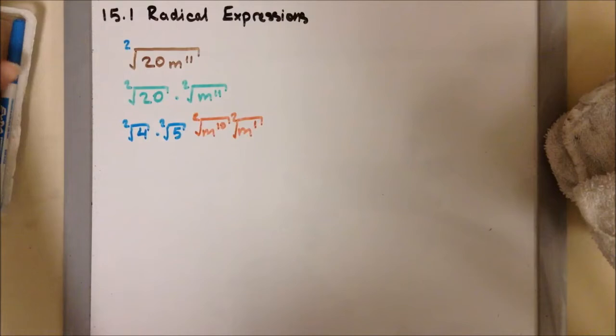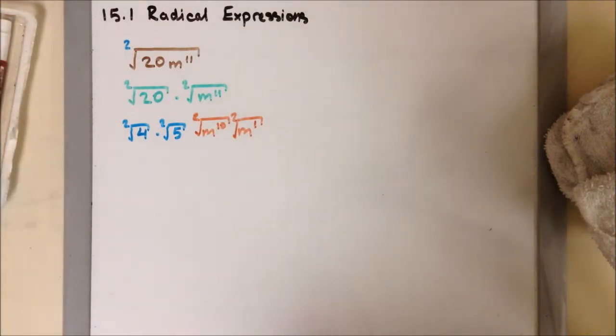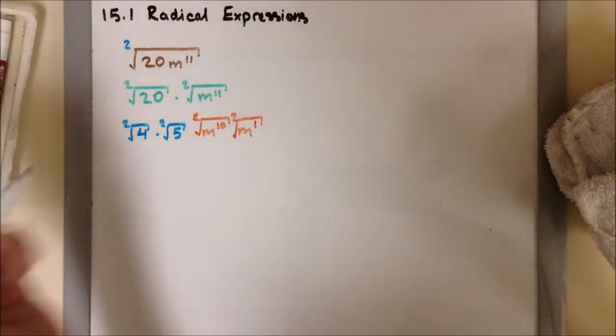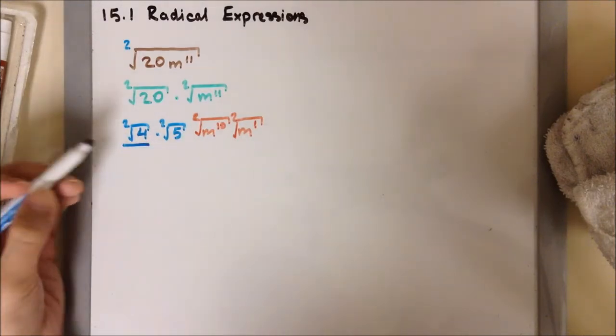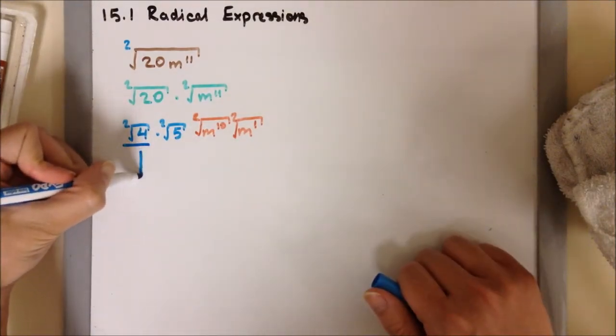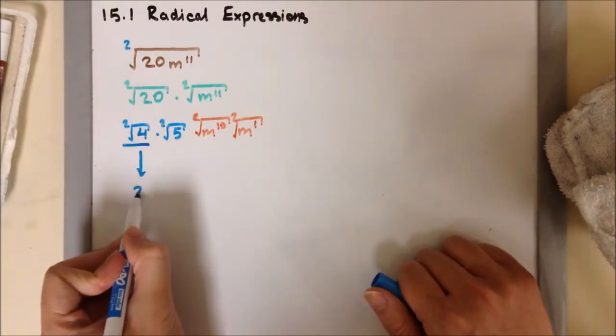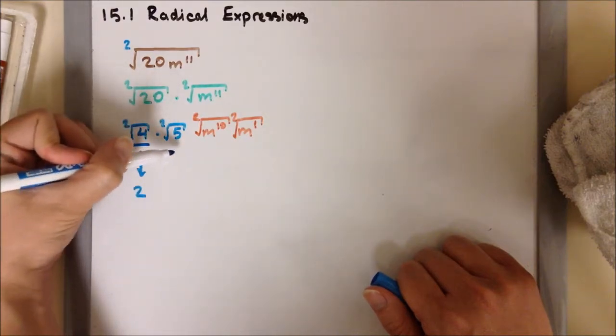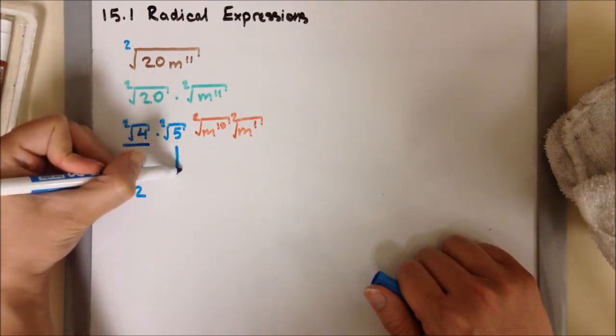Now, let's talk about simplifying. The only thing that I can simplify or take the square root of for the number is the square root of 4, which is 2. Now, the square root of 5, I can't do it, so it stays the same.